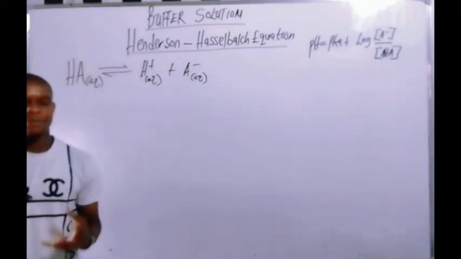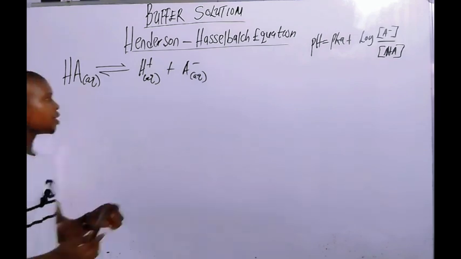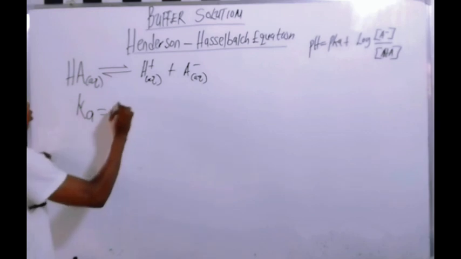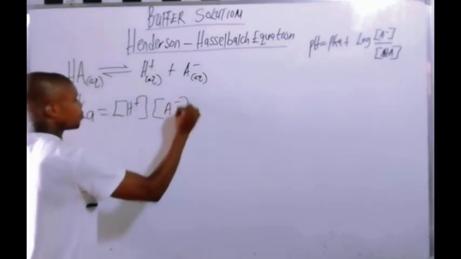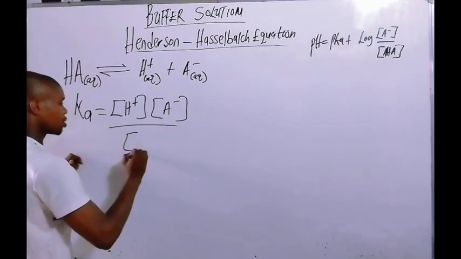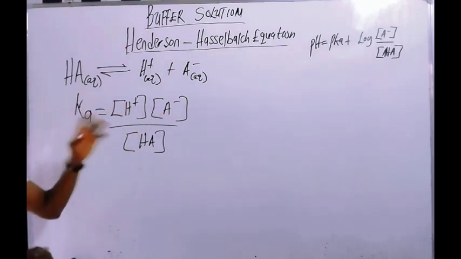Here we are talking about a weak acid, and all weak acids have Ka. So Ka equals the concentration of the proton, times the concentration of the conjugate base, over the concentration of the acid. So this is the first step.